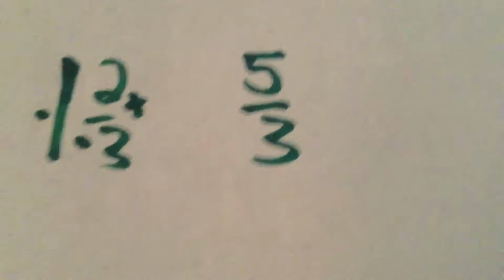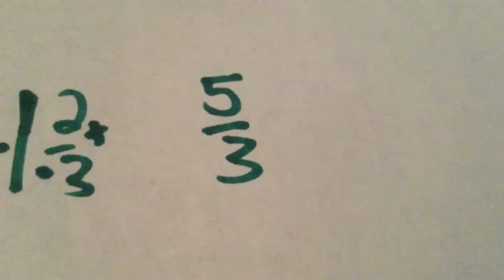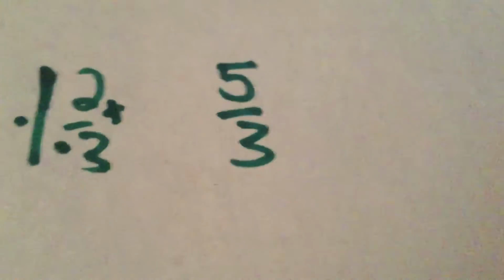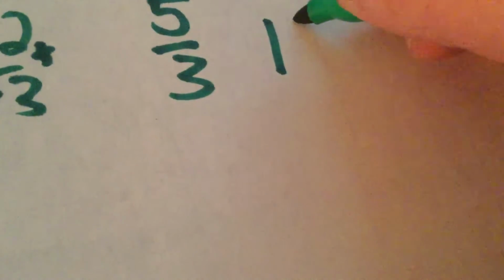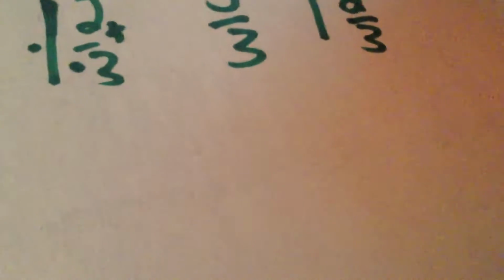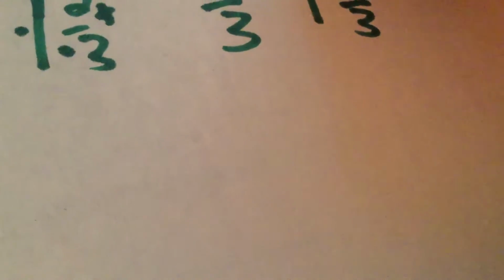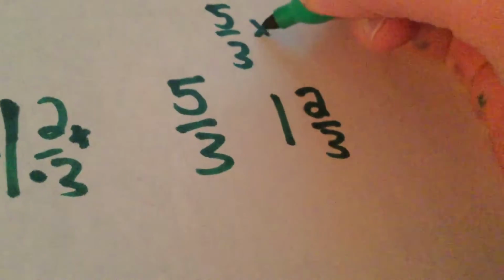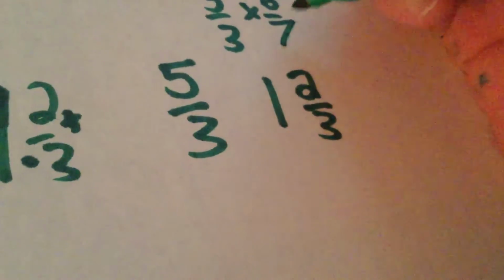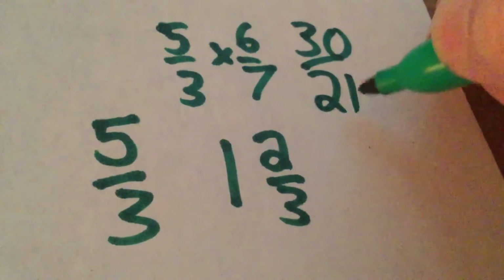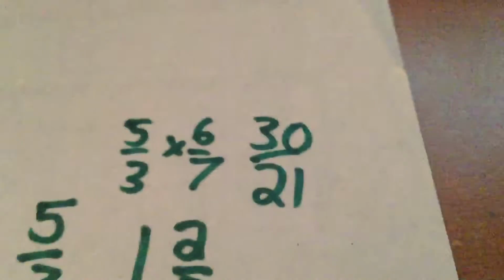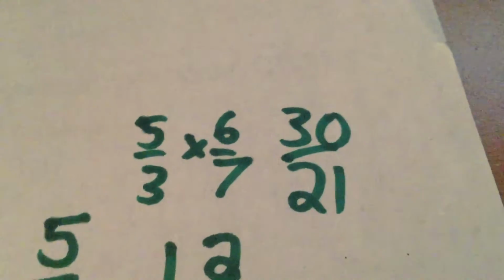And then we can check to make sure this is correct, because 3 goes into 5 once, and 1 times 3 is 3, and there's 2 left over, so 1 2/3. So what we do is 5/3 times 6/7. And this gives us 30 over 21. But there's a problem. We have to make this into a mixed number.